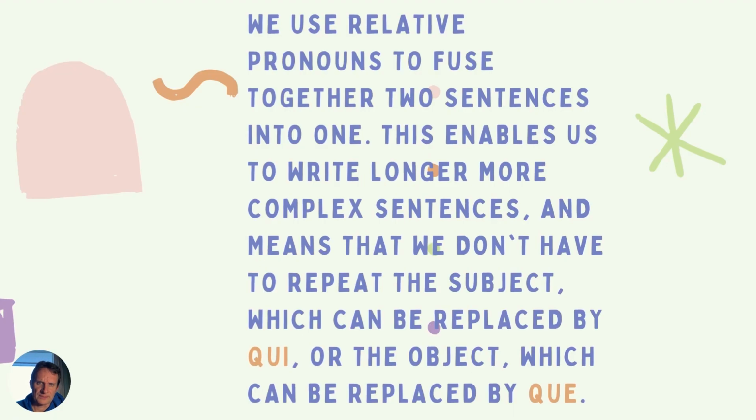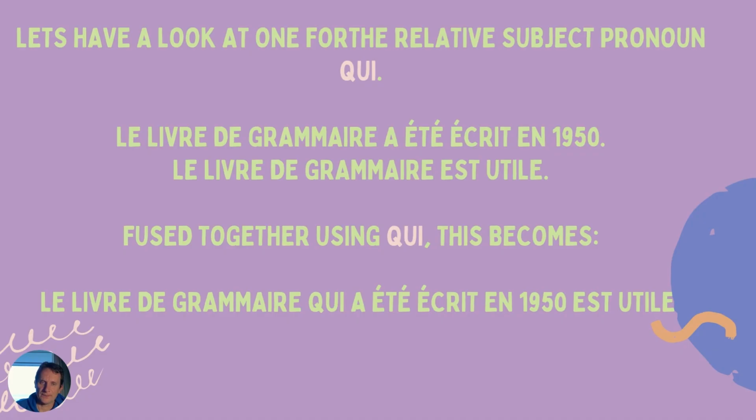When do we use them? We use relative pronouns to fuse together two sentences into one. So using relative pronouns, you're able to make more complicated, deeper sorts of sentences. This enables us to write longer, more complex sentences and means that we don't have to repeat the subject, which can be replaced by qui, or the object, which can be replaced by que.